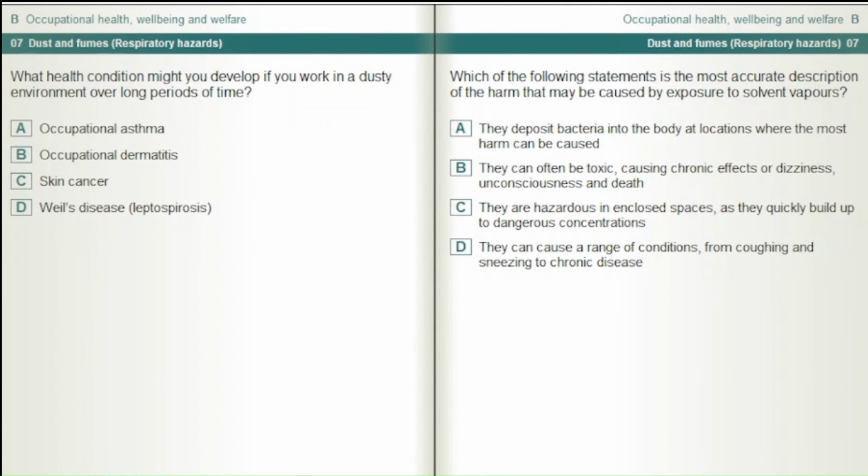What health condition might you develop if you work in a dusty environment over long periods of time? Occupational asthma, occupational dermatitis, skin cancer, Weil's disease, leptospirosis.